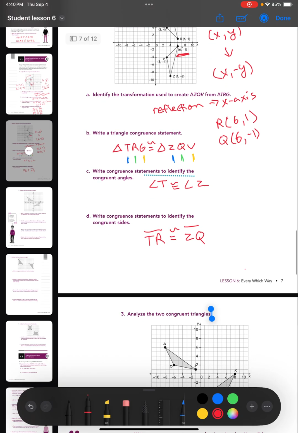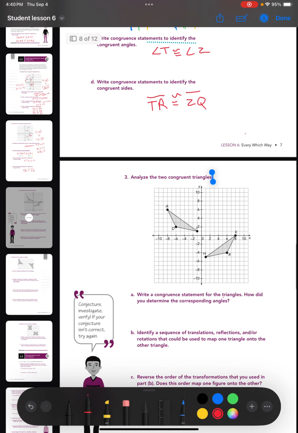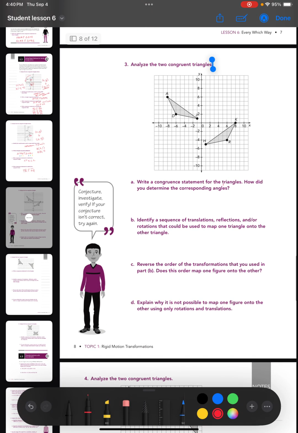Okay, and again, you could match up the other ones as well. All right, moving on to our next page.